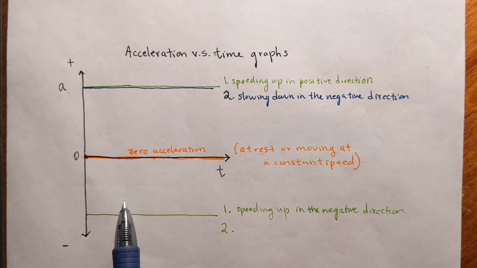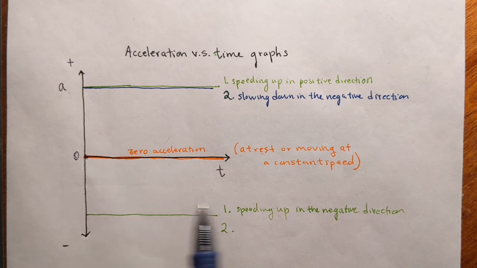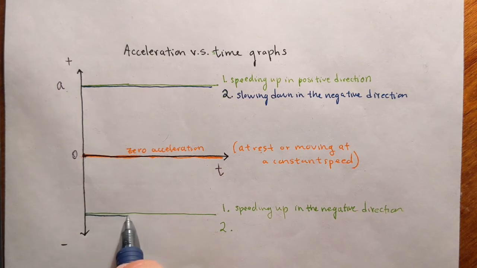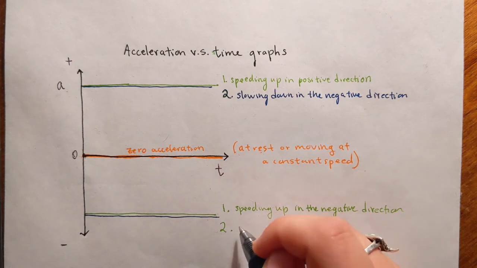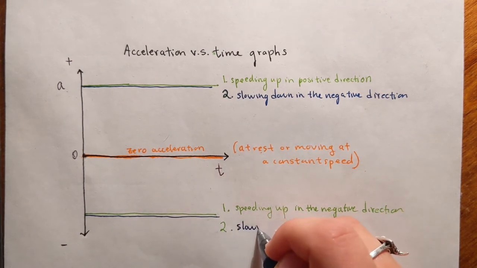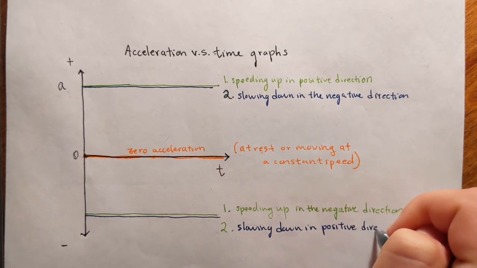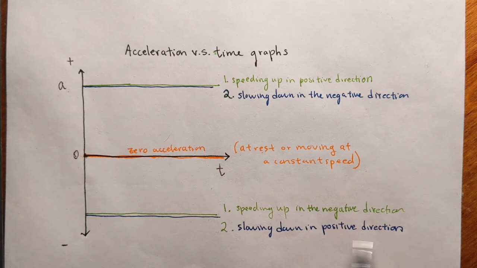Then we think, okay, is the person speeding up or slowing down? In this video, the person is slowing down. Their speed is decreasing. If an object is slowing down in the positive direction, then they have a negative acceleration. And so our graph is going to look the same as a couple videos ago. Flat horizontal line, negative acceleration, because the person is slowing down in the positive direction. So they're moving in the positive direction, but they're slowing down. That's why they have a negative acceleration.